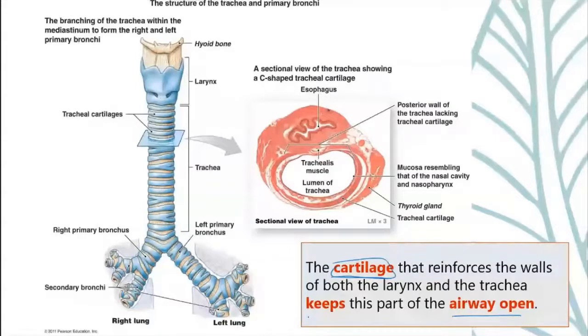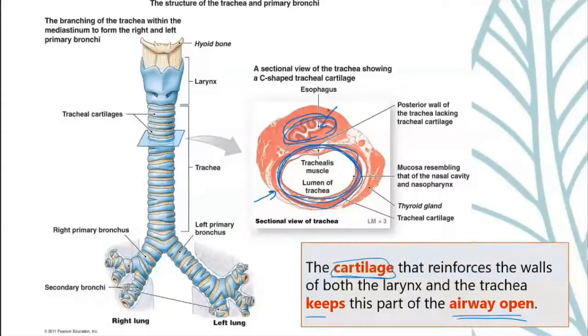So if it were made up of muscle, macam tengok kat sini, so kita ada trachea kat depan kan, kat belakang is your esophagus. Esophagus is made up of muscle. Okay, muscle. So nampak dia akan collapse. Tapi kalau trachea, it has to maintain open, so it is composed of cartilage. Okay.